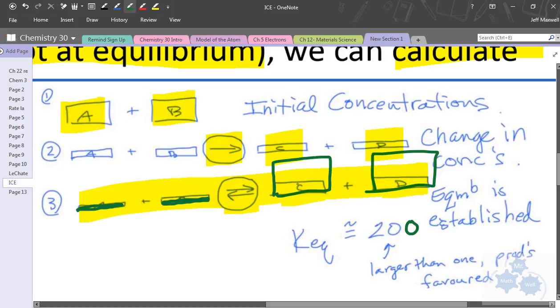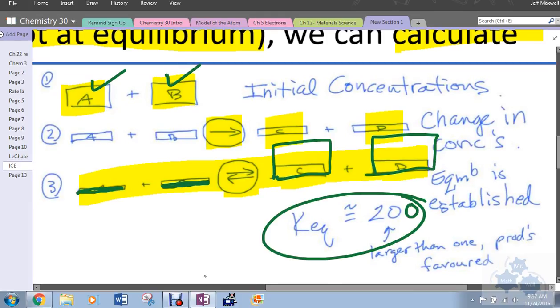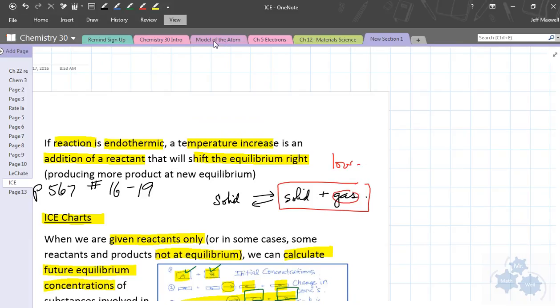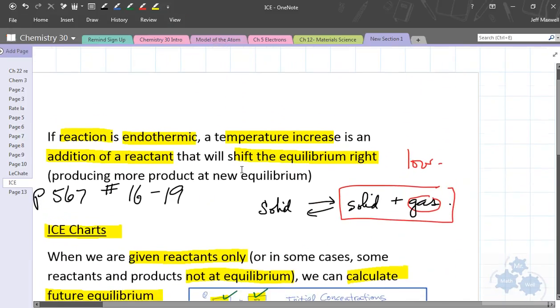Now, guess what? Here's the thing. If you know the initial concentrations and you know what the KEQ expression should look like, and you know the KEQ value itself, you're going to be able to calculate the concentrations of all the substances at equilibrium. And that's what we're going to do. We're going to use the ICE chart method. Okay? So now let's zoom back out here. Get to 100%.